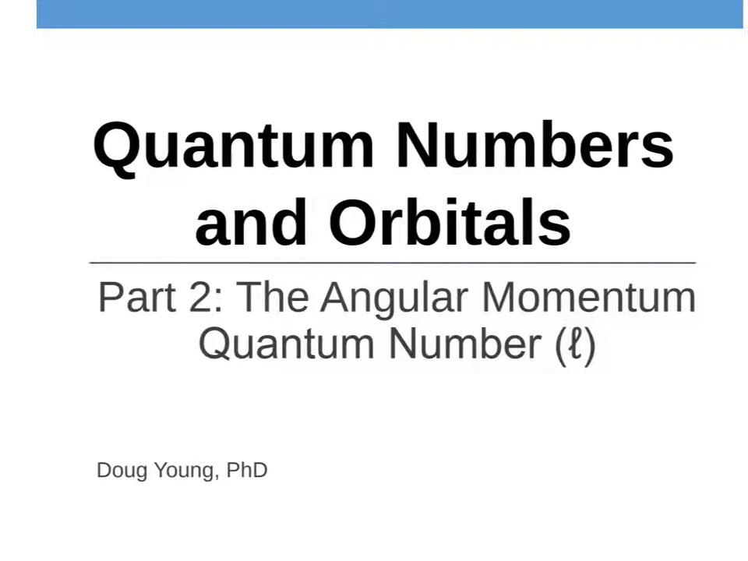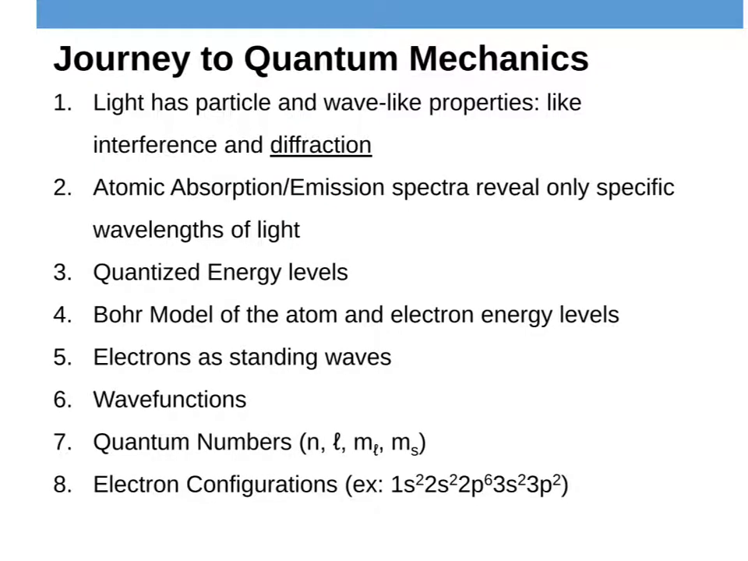In this part, we're going to talk about the quantum number L, which is the angular momentum quantum number. It's a really important one because it tells us what type of orbital we're looking at: S's, P's, D's, or F's. So remember, we went through this big old journey, we watched all these previous videos. I'll just cut to the chase.